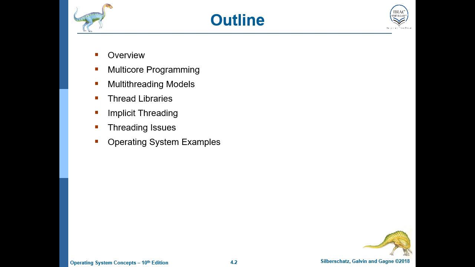Implicit threading, what does it mean? Implicit threading is, as we all know, that as the program grows, the number of threads also increases. So it becomes hard for the programmer to manage threads. Instead, threads can be created during runtime by the compiler or other programs. So this is called implicit threading. And then threading issues. Issues related to threading will be discussed here. And the last part, operating system examples. We'll see how operating systems handle threads. Let's see what we have in the next.